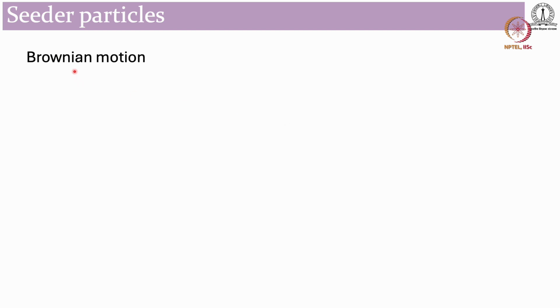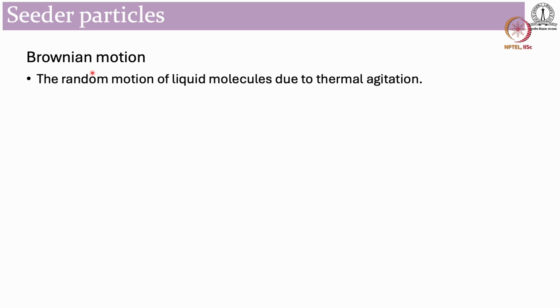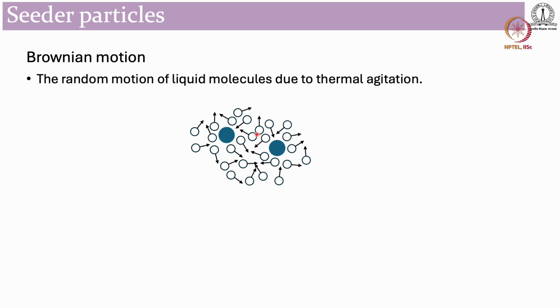Now we'll talk a bit about the Brownian motion, which probably everyone is aware of. It is basically the random motion of liquid molecules due to the thermal agitation, right? So I'll just give you a pictorial depiction of what I'm talking about. Suppose these blue particles are basically the particle diameter, and these are your Cedar particles, and you have these molecules around it which are very large in number.